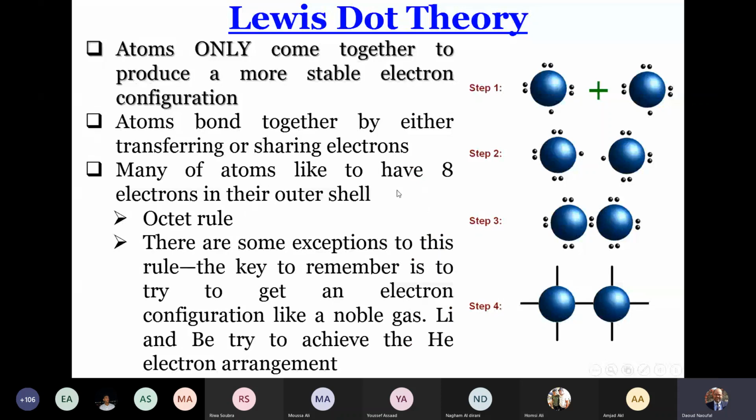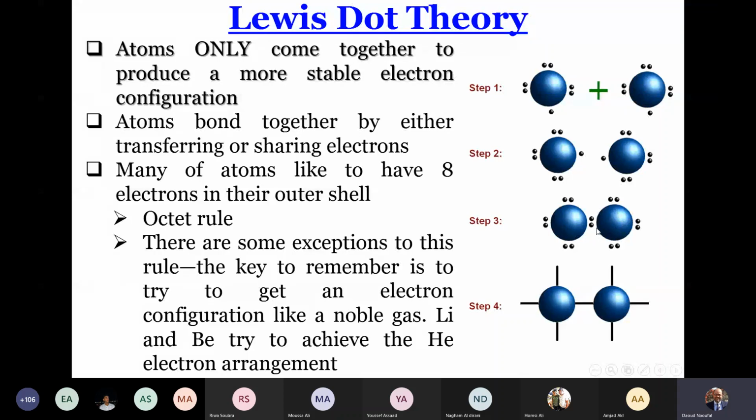Many atoms like to have 8 electrons in their outer shell. This is the octet rule. And pay attention that we have a lot of exceptions. So step 1, the 2 atoms will be close. Step 2, they will share electrons. Step 3, the shared electrons are between the 2 atoms, and these shared electrons count 2 for the first and 2 for the second.